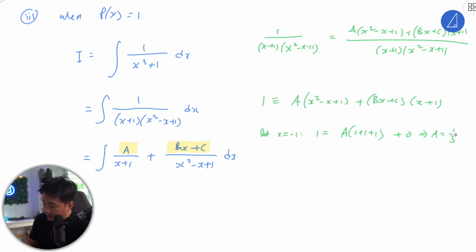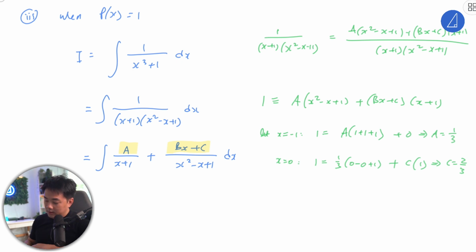Okay, so I'm just side questing. This is it. Then we do the same thing for x equals 0. 0 will be good. So 1 equals 1/3 times (0 minus 0 plus 1) plus c times 1. So this will give us c equals 2/3.